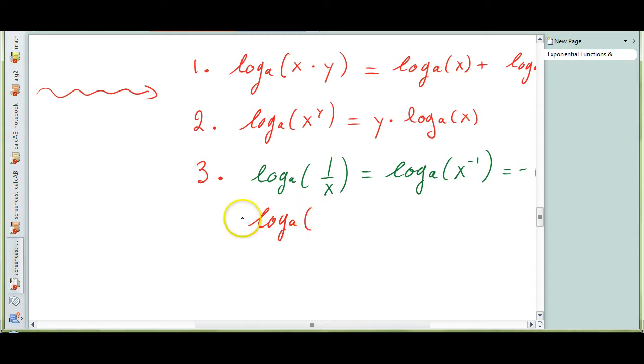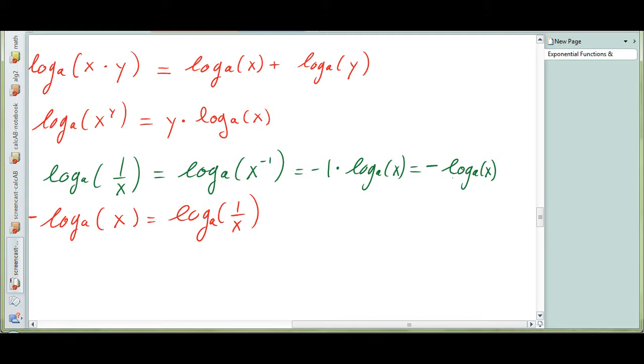Actually, let me write the right side first. Negative log base a of x is log base a of 1 over x. I use it very, very often. For example, if in one of my expressions I land on something like the opposite of ln of 4/5, this is the same as the ln of 5/4.